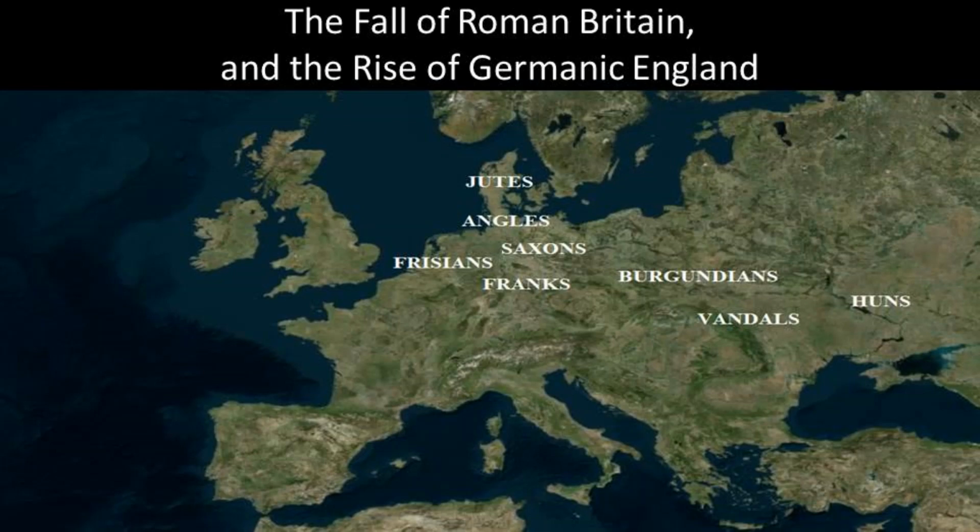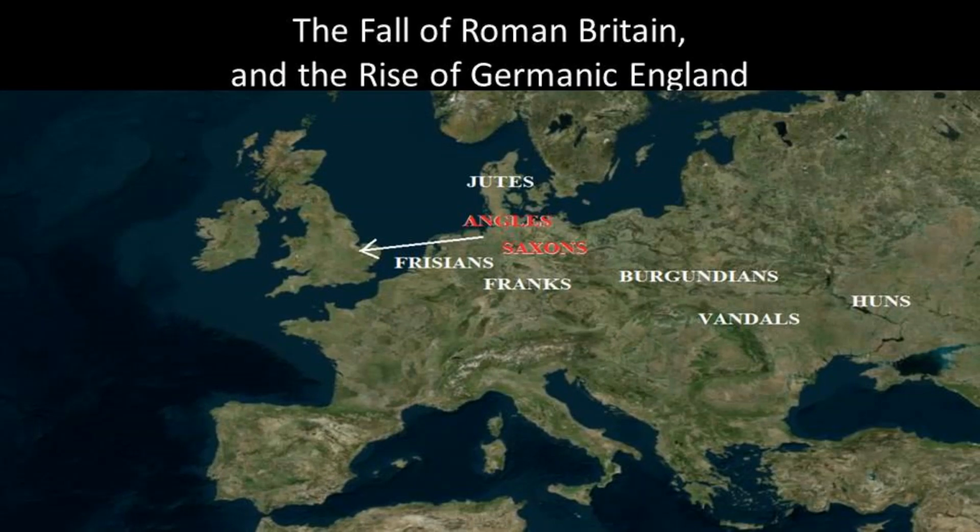So the legions are removed from Britain, and now these Germanic tribes, like the Franks and the Saxons and the Frisians and the Angles and the Jutes, have all this open territory. The legions have left. And you can see here the Angles and Saxons in red are going to come across the English Channel, and they are going to invade Celtic Britain.